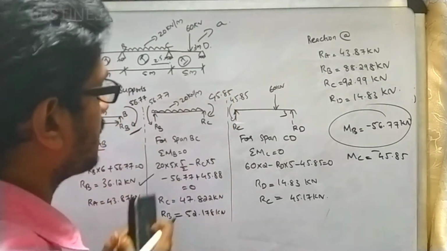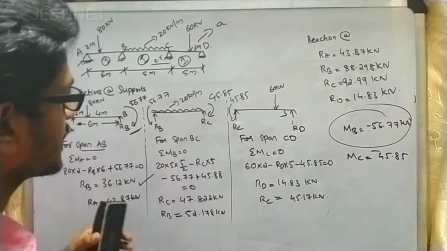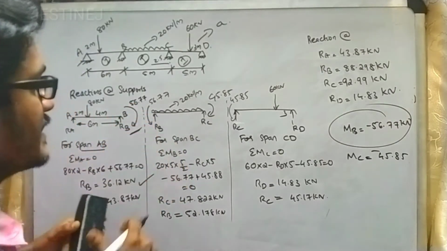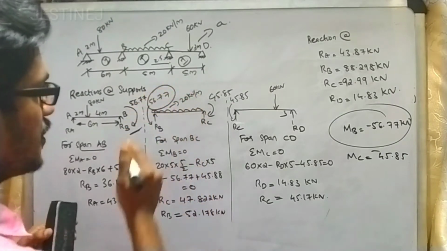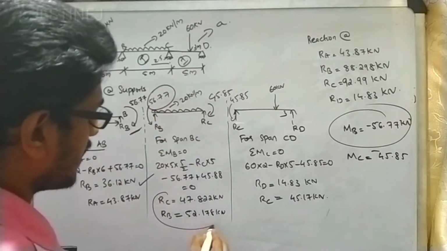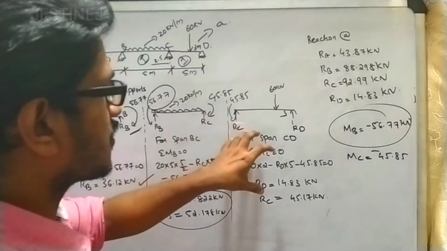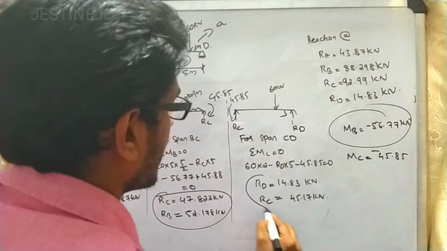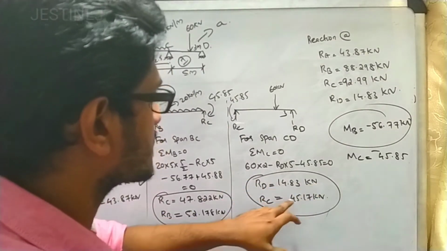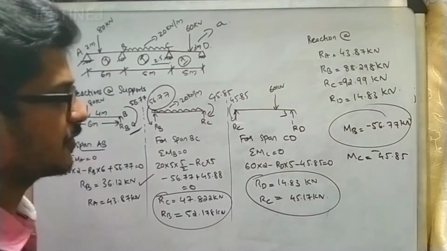Then similarly you have to apply the same phenomena here also, and here you have to consider the moment about the point B. Then you have to consider this moment also along with this. Okay, and finally you will get the value accordingly. And here also the same principle you have to apply, and finally you will get the value of RD as 14.83 kilonewton and RC as 45.17 kilonewton.